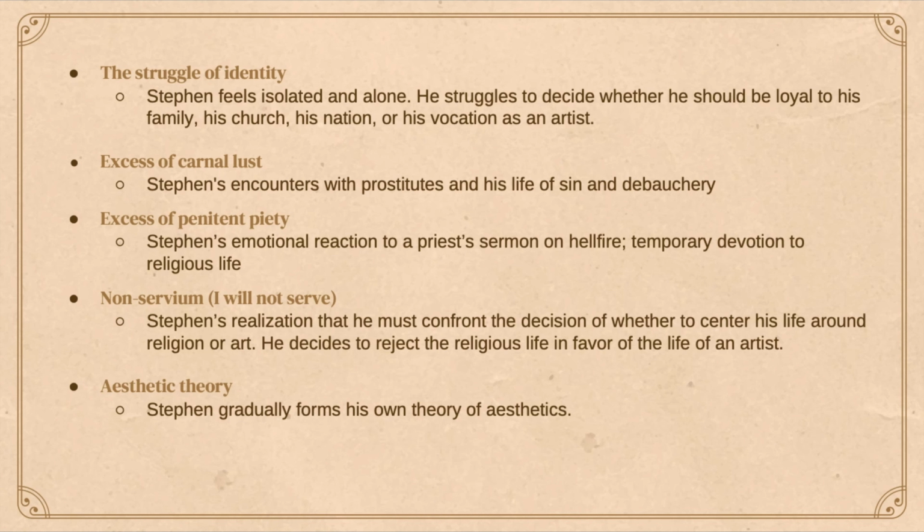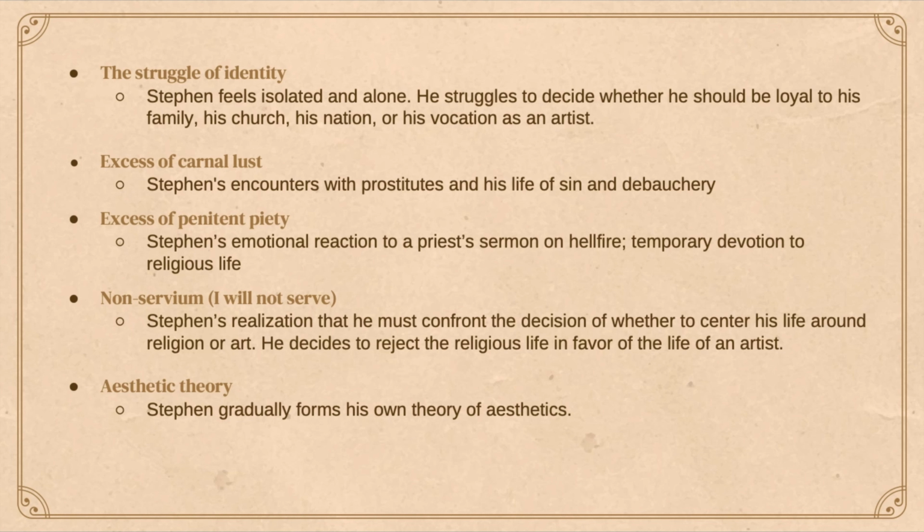The next phase is a life of excess penitent piety, where after a life of sin and debauchery, he has an emotional reaction to a priest's sermon on hellfire, and that leads to his temporary devotion to religious life. And then when he's asked to join the priesthood, Stephen realizes that he must confront the decision of whether to center his life around religion or art. Then Stephen decides to reject the religious life in favor of the life of an artist. He resolves to live his life to the fullest and vows not to be constrained by the boundaries of his family, his nation, and his religion.